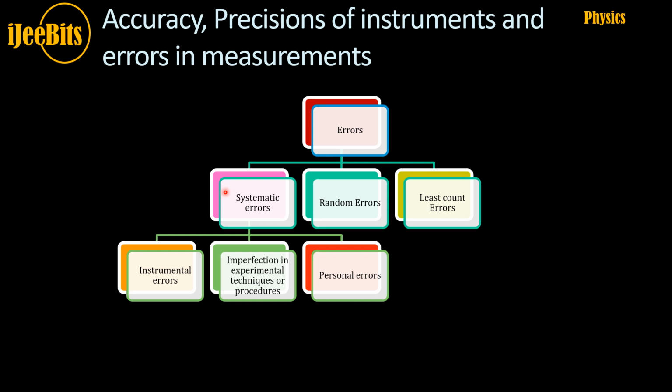Now we look at least count errors. We know the least count: the smallest value that can be measured by the measuring instrument is called the least count. While reading that value, you may read with some error. That's why we need to understand the least count error also. So measurement is very important, and measuring close to the true value by minimizing error is also important.